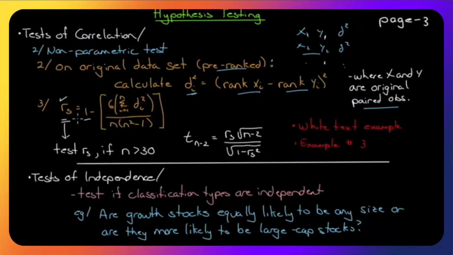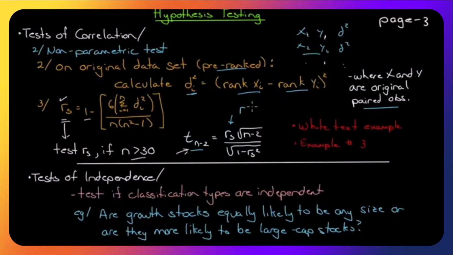Then we can test RS. If n is greater than 30, we can use a t-test. If n is less than 30, we need different critical values. We're not going to worry about a sample size less than 30. For what we're doing, we're only going to look at sample size greater than 30 so that we can use the t-stat. It is the regular t-statistic for correlation that we've used, except here, in this one, we are using RS instead of just the Spearman correlation. We're using the rank correlation.